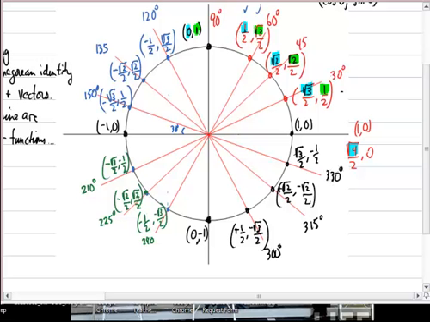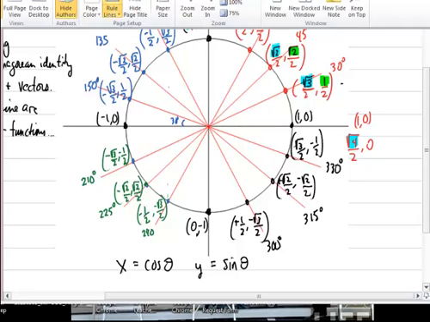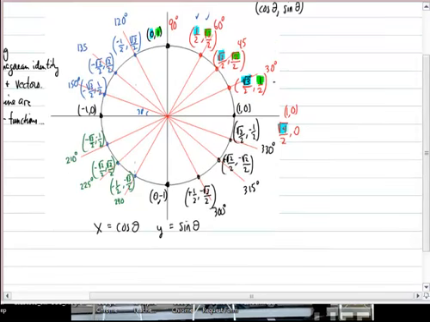Now you might be wondering, how is this going to help you know all of your trig values? Well, once you draw this picture, the x-coordinate is the cosine ratio. The y-coordinate of every point is the sine ratio. If I zoom out, let's work with one of our favorite identities. We know that sine squared of theta plus cosine squared of theta should equal 1. And this is because we're working with a unit circle.